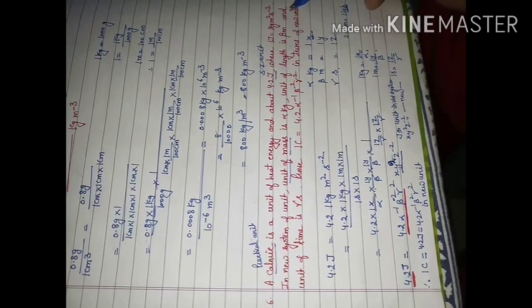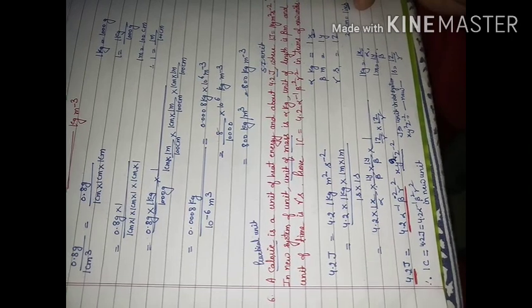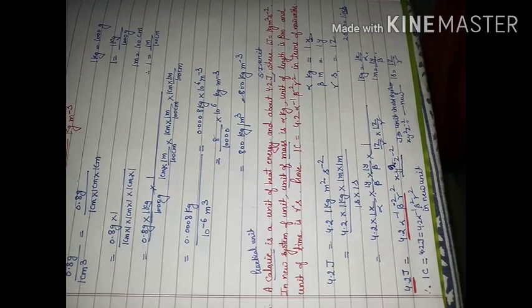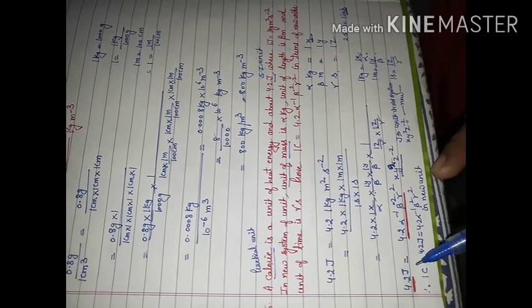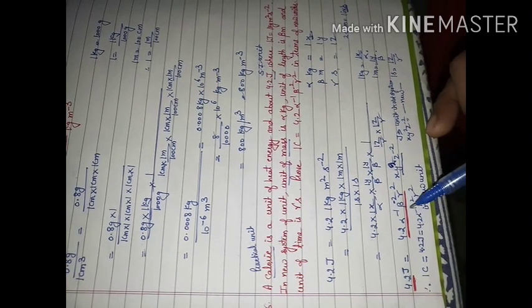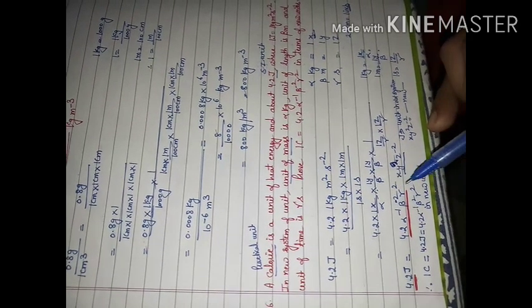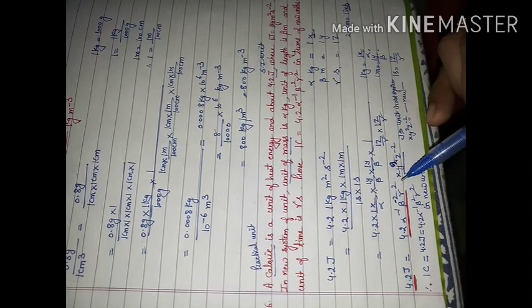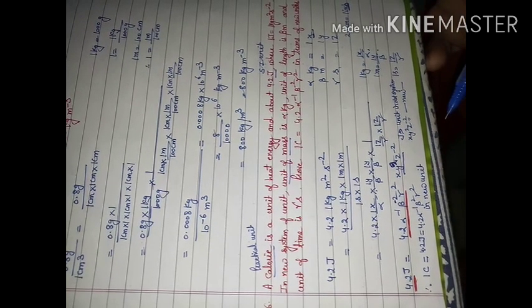In this case also you see kilogram meter per second square. So what will be the relation? 4.2 joule is equal to 4.2 alpha inverse beta raised to power minus 2 gamma square. So like this, try more questions.